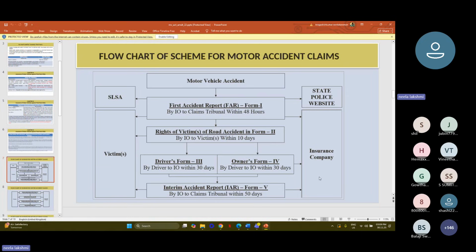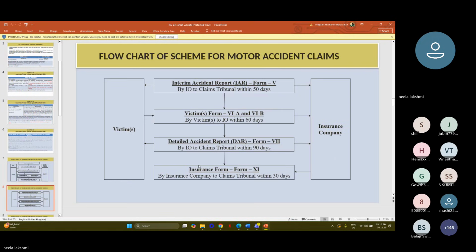Form number 4 is the owner's form, which is again given by the driver to the IO within 30 days from the date of the accident, because the owner is not available at the scene of the accident. The police may not have direct contact with the owner, so they will collect the details of the owner from the driver. This is Form number 4. So Form 3 is driver and Form number 4 is owner.